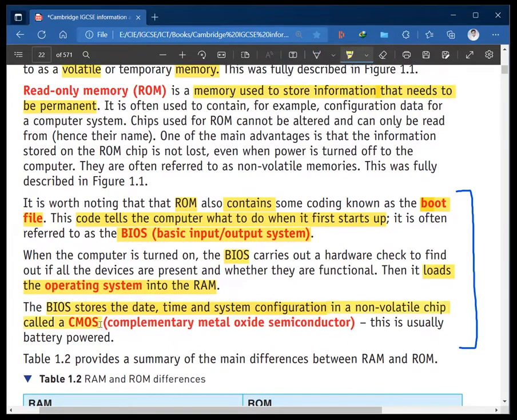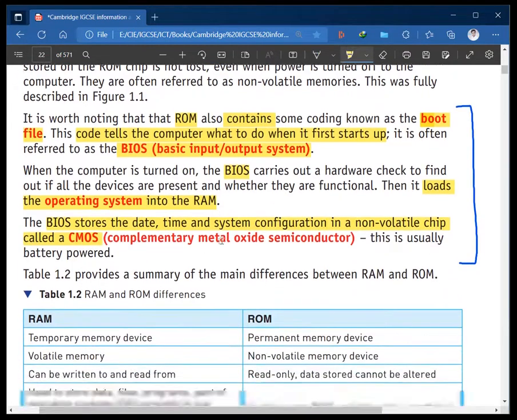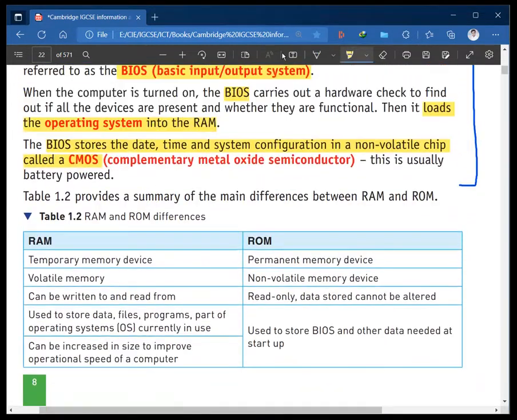Non-volatile chip called CMOS. Now, I have been working with computers since I was 3 years old. So I've seen all of this. I can show it to you as well someday. Now, let's start reading here. Niranjana, read this.